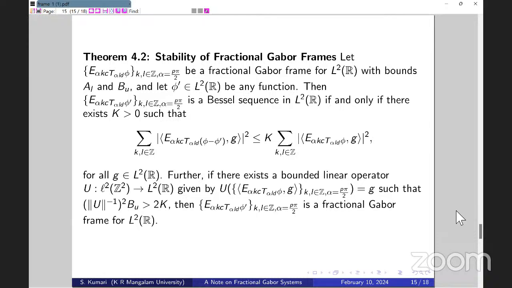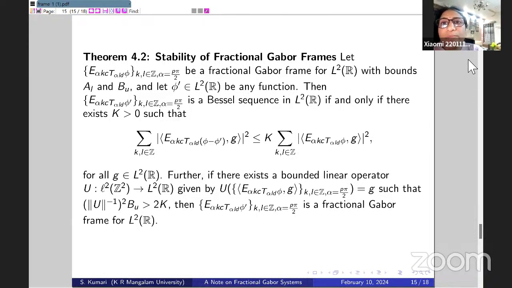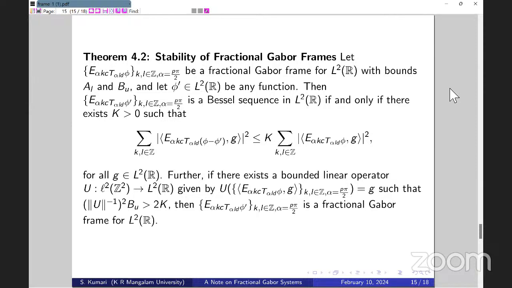For all g belonging to L2(R). Hello, please turn off your microphone, please, just for the speaker, please. Okay, go ahead, continue, please, Professor.